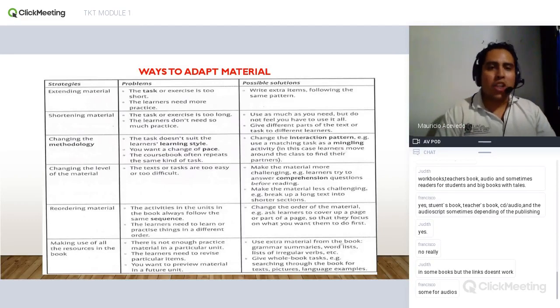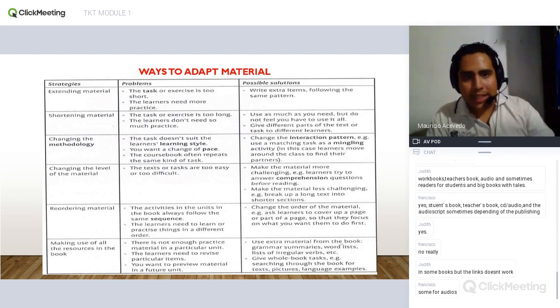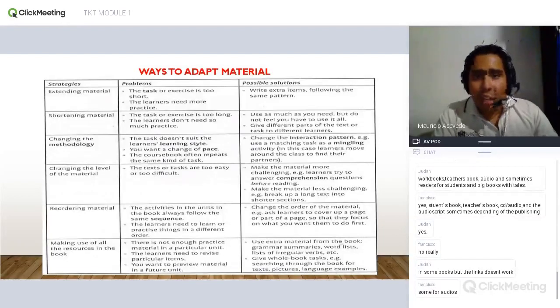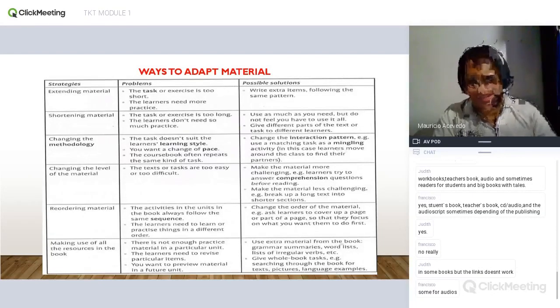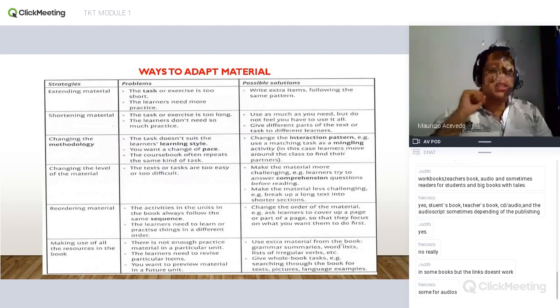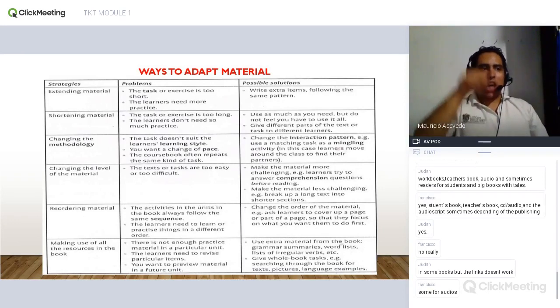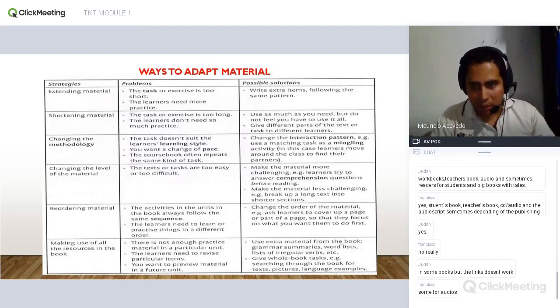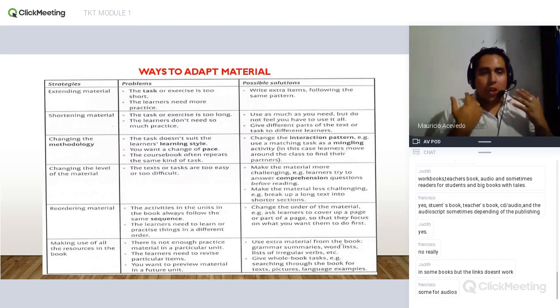So you just decide, please, students, only do these ones, as here it says. Use as much as you need, but do not feel you have to use it all. Give different parts of the text or tasks to different learners. Okay, so as I was telling you, maybe just from 1 to 8, and then we'll jump to 20 to 30, and then 40 to 50, because those are the ones that I'm going to be using, or that is going to be good for you.